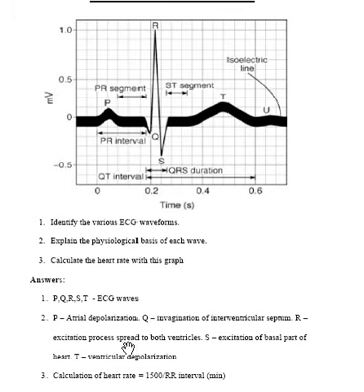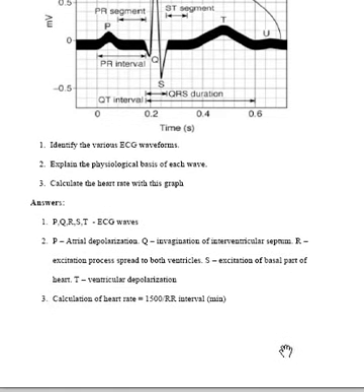P is the atrial depolarization, Q is the depolarization of the interventricular septum, and R is the excitation of both ventricles and the basal part of the heart. T is the ventricular repolarization. Okay, and then there is the calculation of the heart rate. So what will happen here?